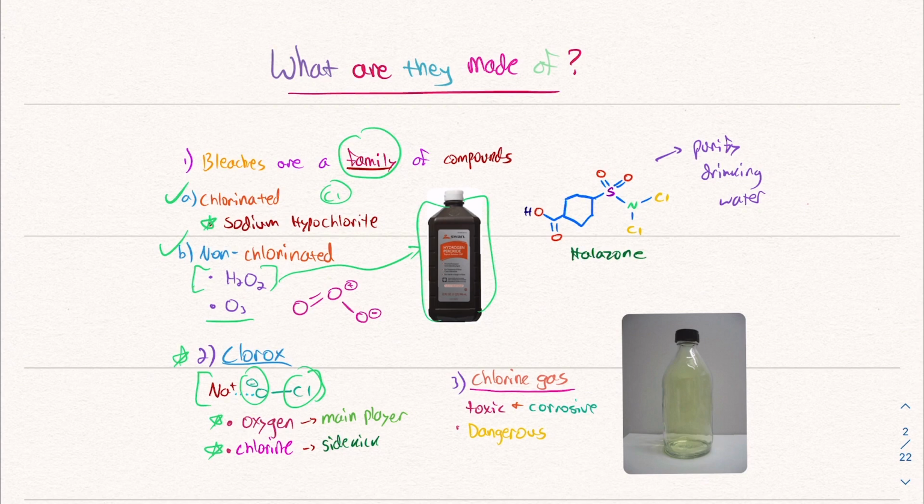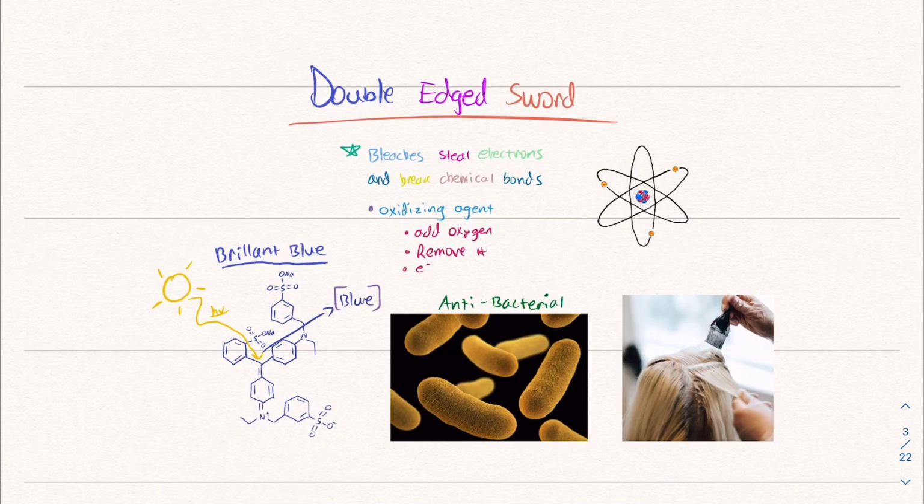And the interesting thing about chlorine is that elemental chlorine, chlorine gas, is actually toxic and corrosive. What we're going to talk about a little bit later is that if you mix Clorox with other cleaning agents, you could release chlorine gas, which you do not want. And this is what chlorine gas looks like right here. So I consider bleach to be something like a double-edged sword. So let's talk about what I mean by that.